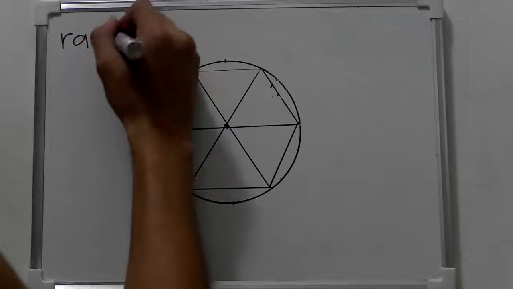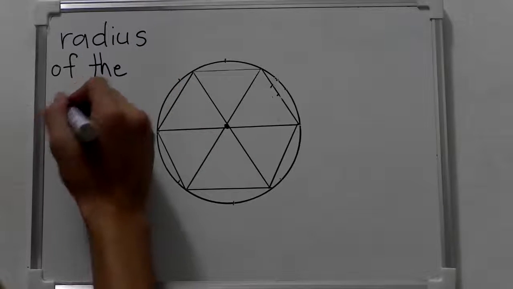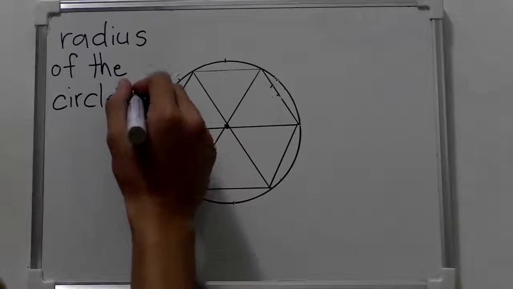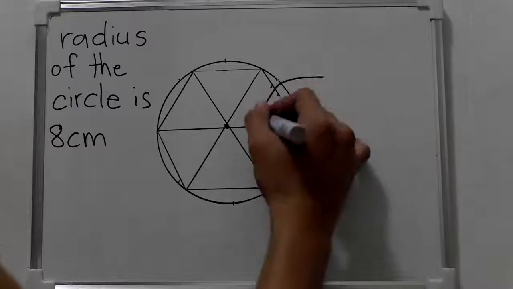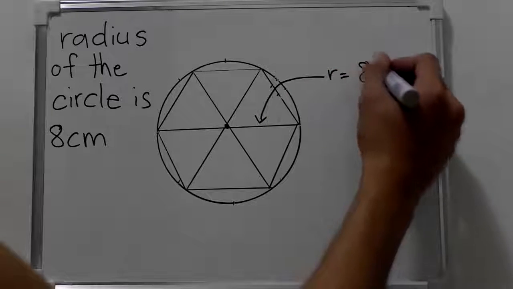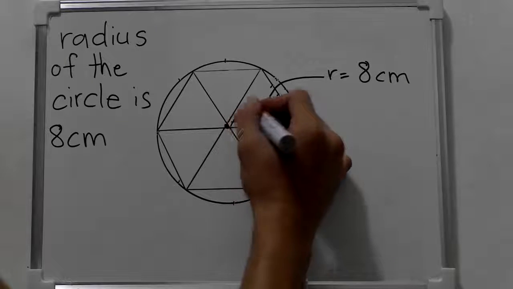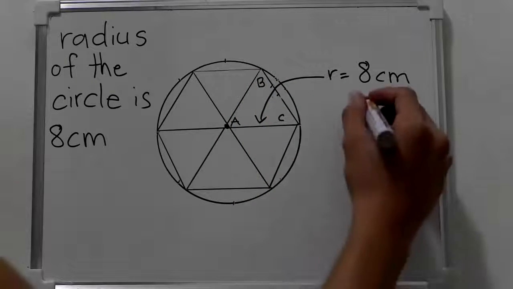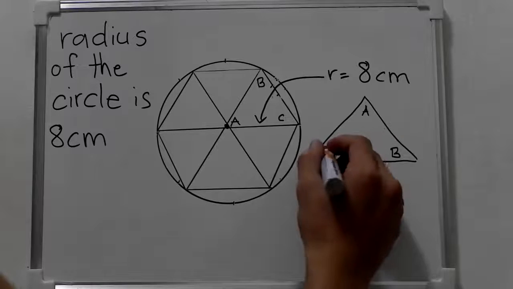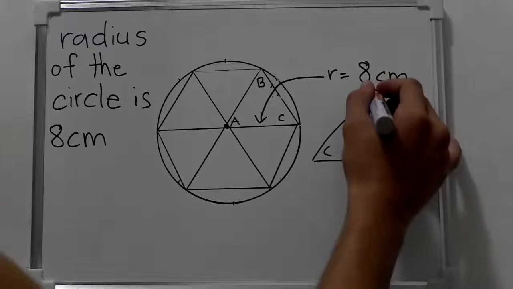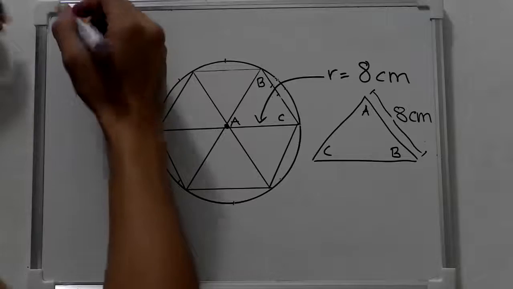Let's now solve for the area of a hexagon. For this example, the hexagon is inscribed by a circle, which the radius is 8 centimeter. I will label the triangle A, B, C, and I will flip the triangle, making our A as our apex. And from A to B is 8 centimeter.